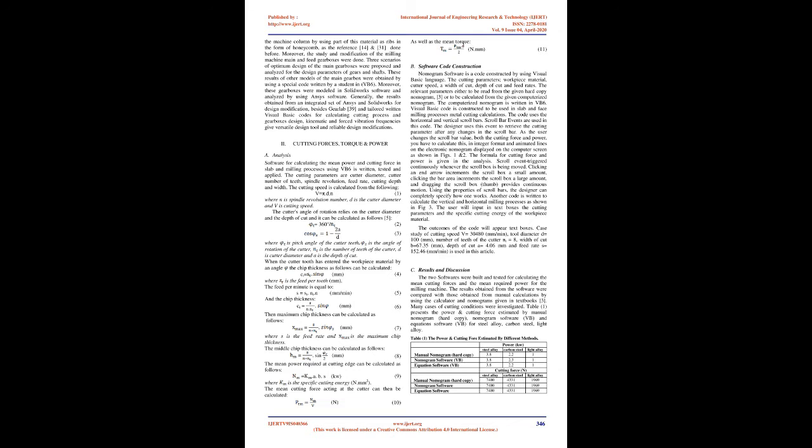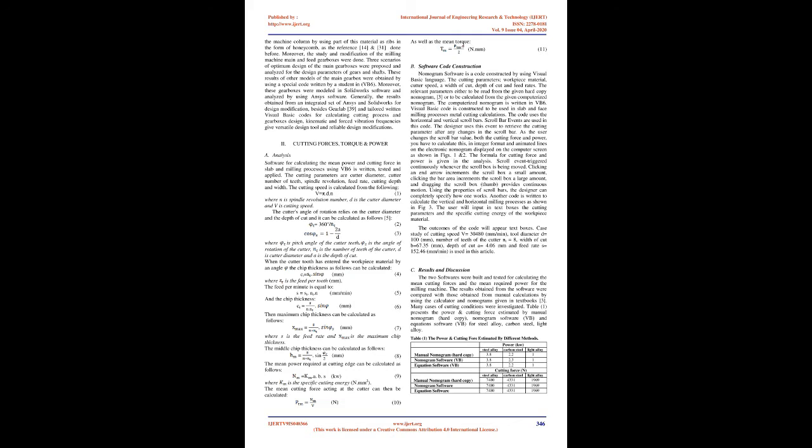In this paper, the milling machine structure is modified by redistribution of the mass of the machine column, by using part of this material as ribs in the form of honeycomb, as references 14 and 31 did before. Moreover, the study and modification of the milling machine main and feed gearboxes were done.